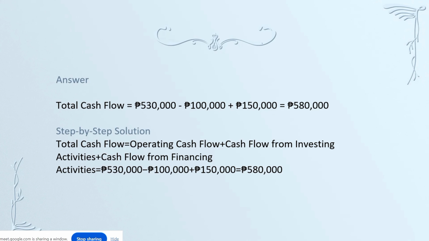So here, the step-by-step solution is total cash flow equals operating cash flow 530,000, plus cash flow from investing activities 100,000, plus cash flow from financing activities 150,000, equals 580,000. So the total cash flow is determined by combining the cash flows from operating, investing, and financing activities. In this scenario, it results in 580,000, indicating the overall change in cash during the period.